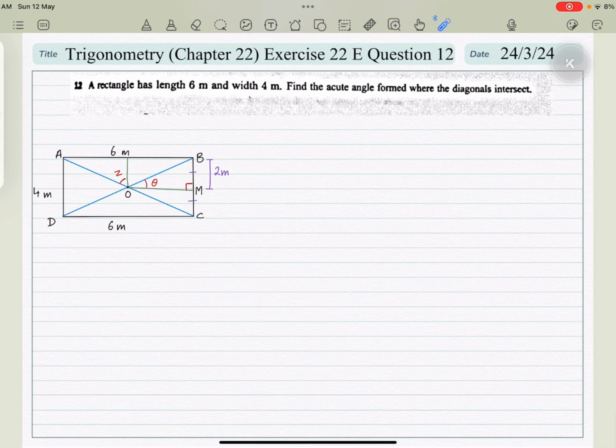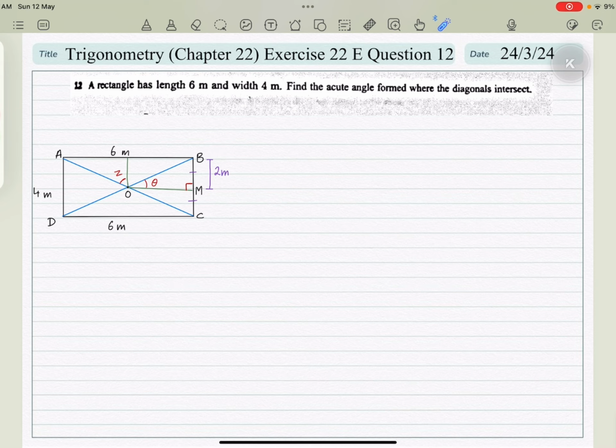Second thing, when the diagonals intersect, firstly, the diagonals are equal to each other. So BD is equal to AC. And when they intersect, they bisect each other. So AO is equal to CO is equal to DO is equal to BO.